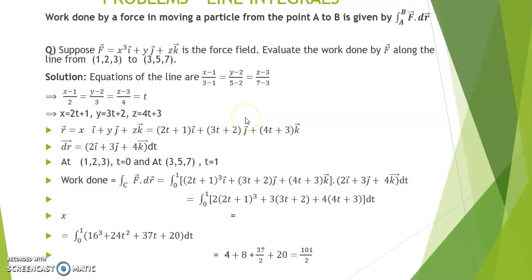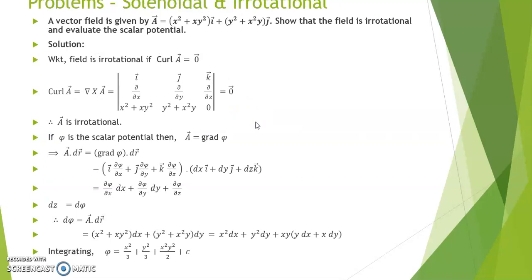Now we'll have a few problems. Let's move on to problems of solenoidal and irrotational. So let's start with this. The vector field is given by A vector equal to (x² + xy²) i vector plus (y² + x²y) j vector. Show that the field is irrotational and evaluate the scalar potential.